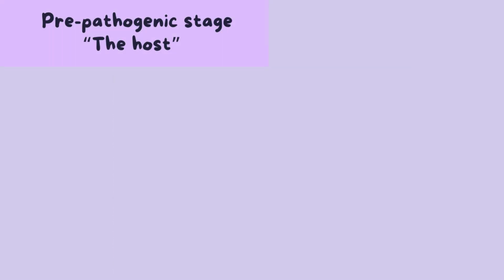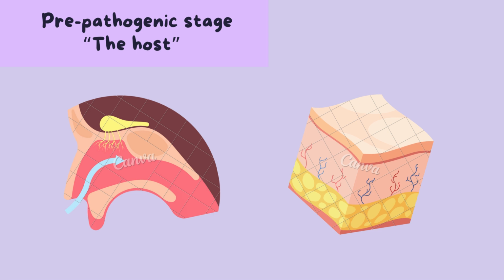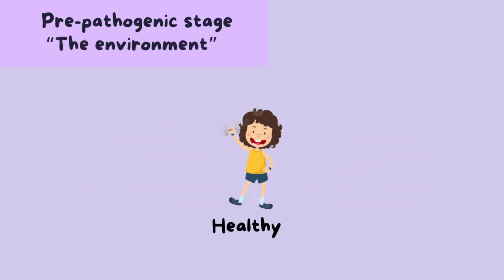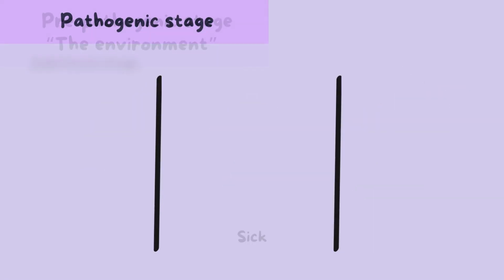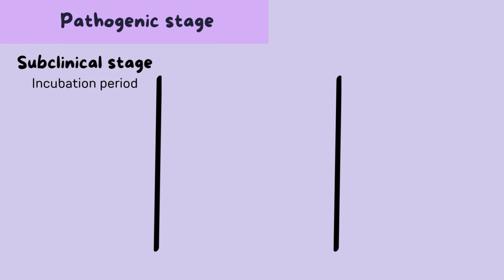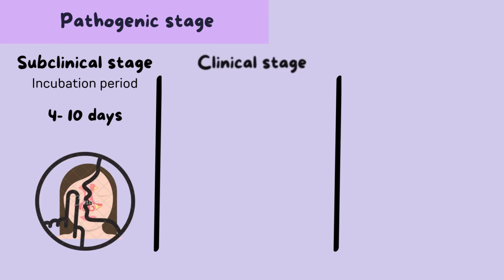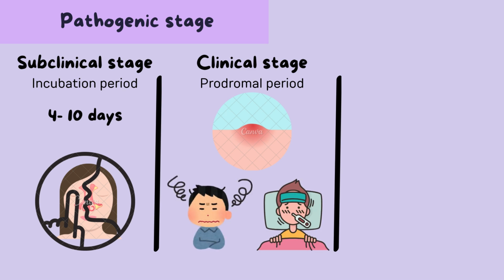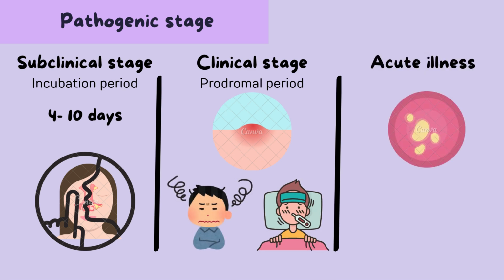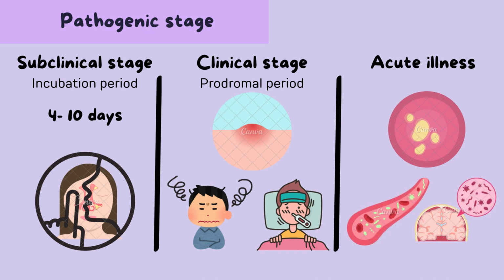MRSA can asymptomatically colonize the skin and nasal passages of individuals. Plus, hospitalization increases risk, especially after surgery or with the presence of invasive devices or weakened immunity. After exposure, the incubation period typically ranges from 4 to 10 days. During this period, MRSA may colonize the host without causing symptoms. After the incubation period, the prodromal period presents, where initial signs may include small red bumps resembling pimples, which can be accompanied by fever and general discomfort. The bumps can quickly evolve into painful abscesses filled with pus. Then the infection can penetrate deeper into the body, leading to several conditions mentioned before.